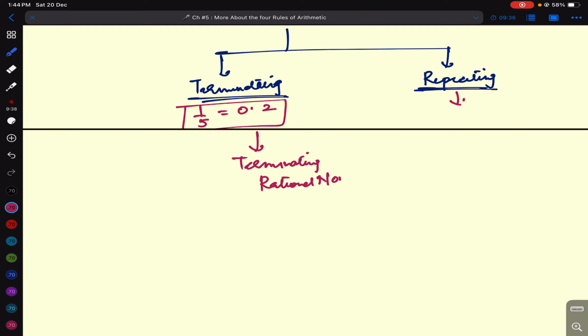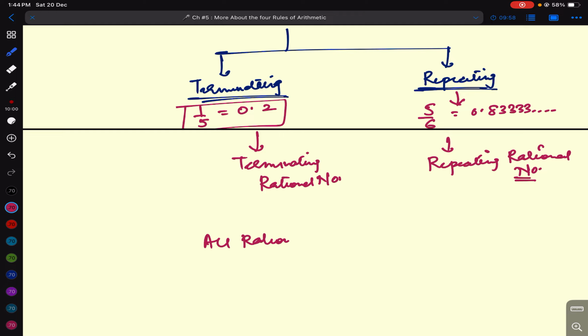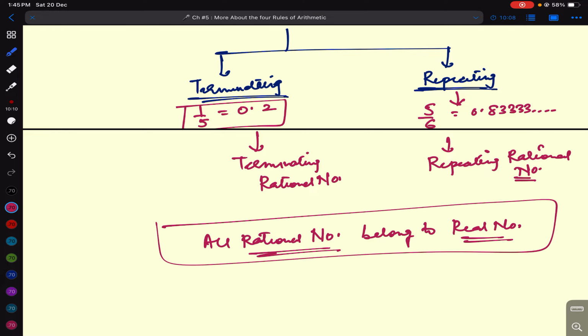Okay, but when I take the example of repeating, let's take 5 over 6, so that is written as 0.83333. So this 3 keeps on going, right? So this is the case of a repeating rational number. Okay, and all rational numbers are part of real numbers. All rational numbers belong to real numbers. Clear?